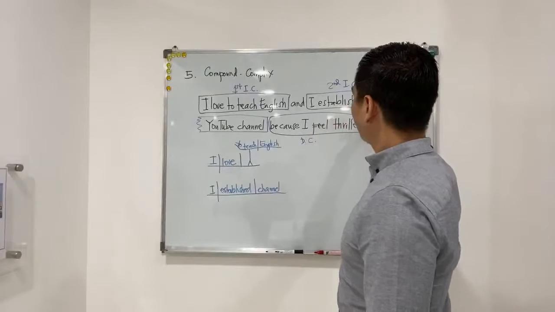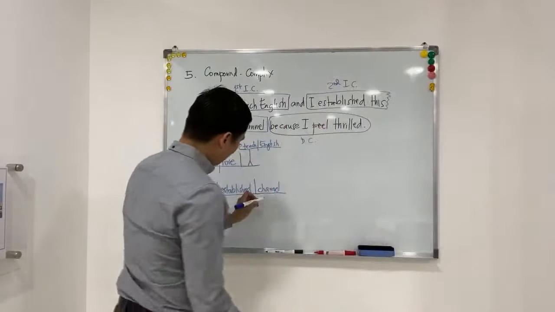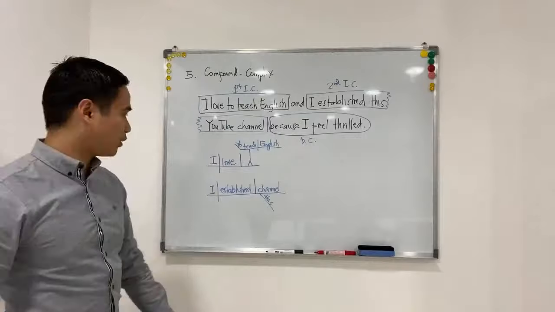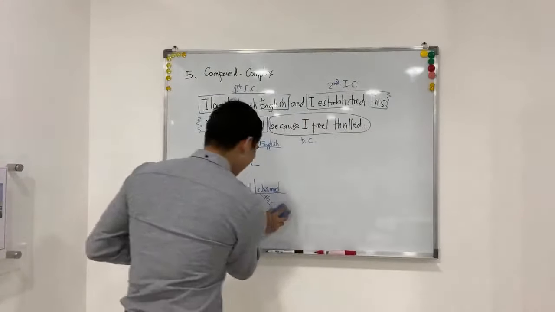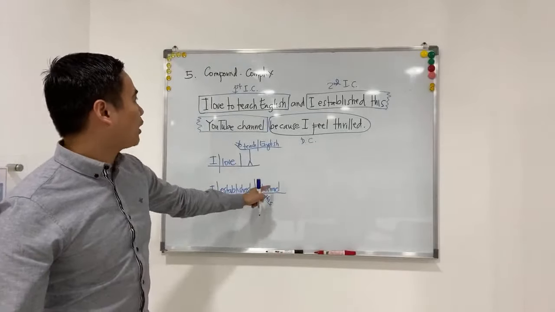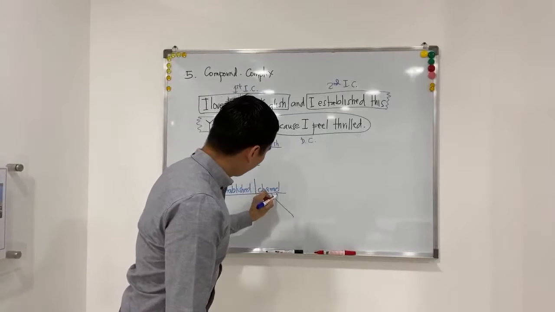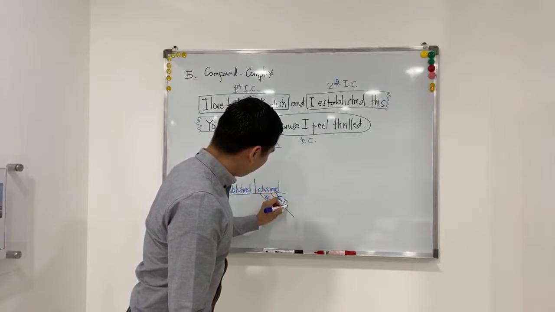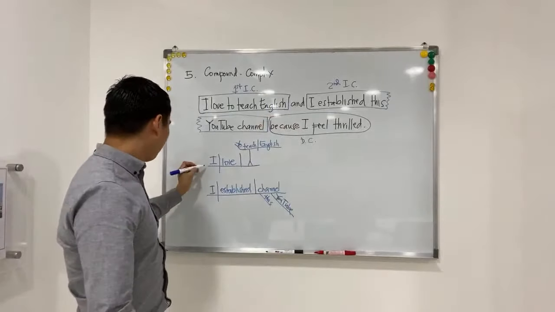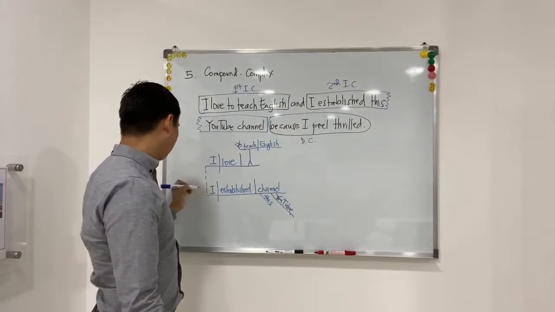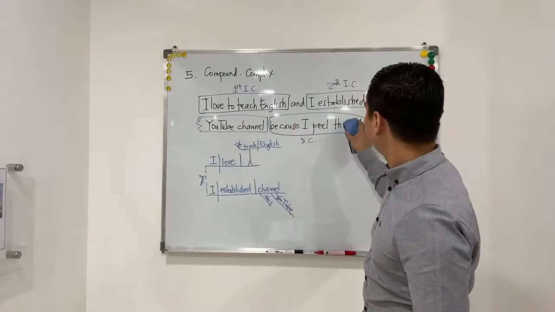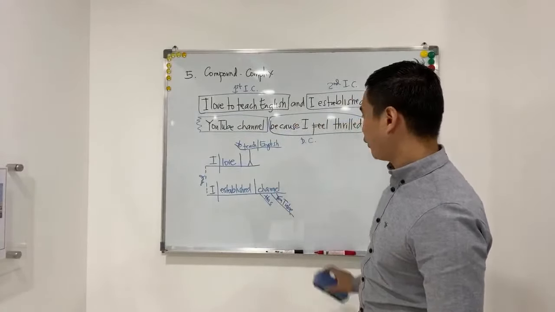And this is a pronoun. This, no, this is not, it's a demonstrative. I forgot. I established this channel. And what is this? YouTube. YouTube is an adjective. I love to teach English and, okay? We have and I established this YouTube channel because I feel thrilled. Okay?